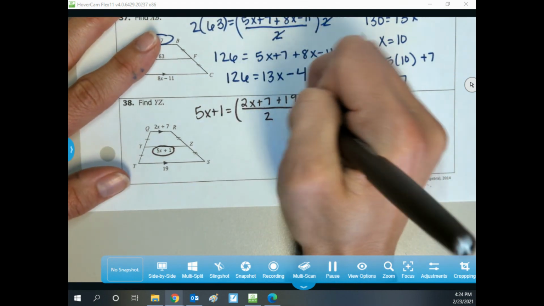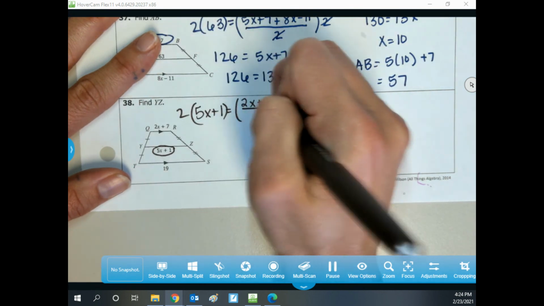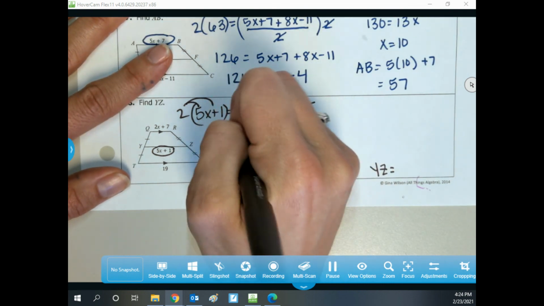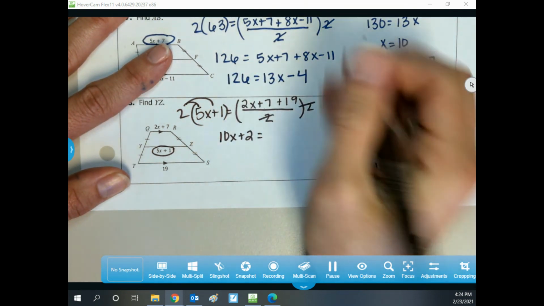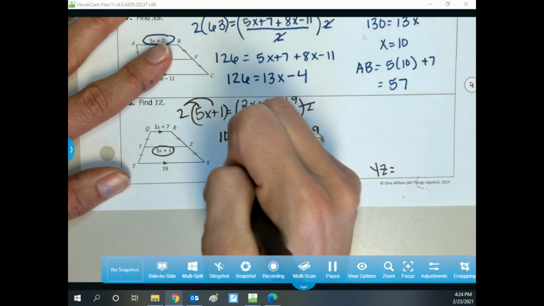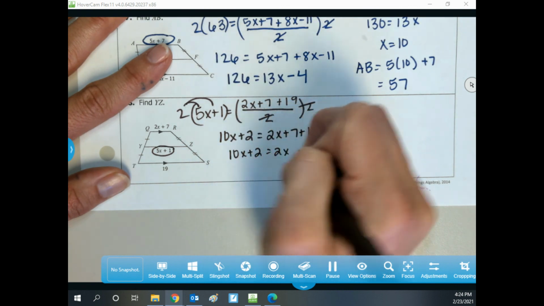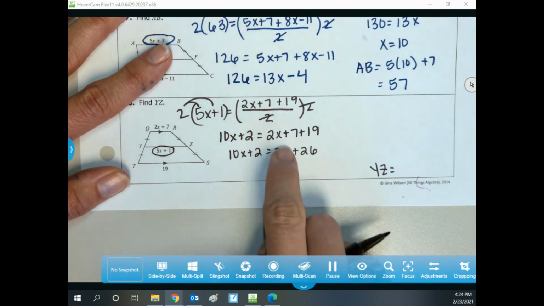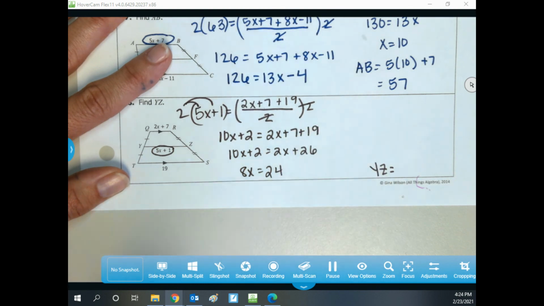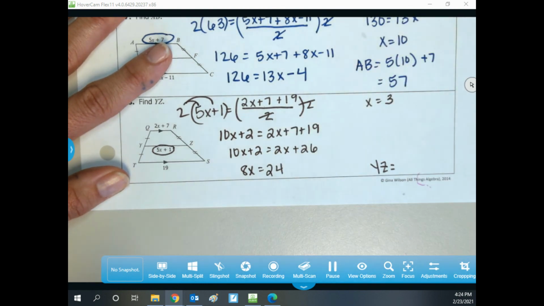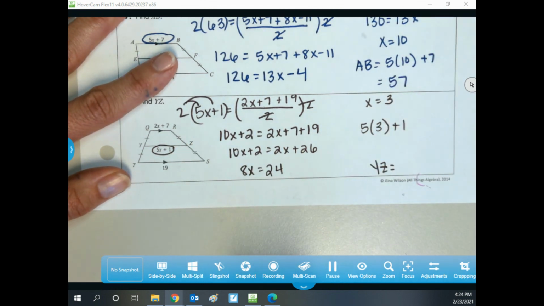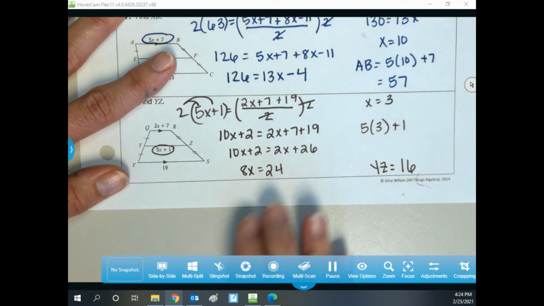So we should have multiplied everything times 2, because those 2's cancel. Distributed my 2 here, and gotten 10x plus 2, and it equals all of this stuff up here. 2x plus 7 plus 19. Combine like terms. 10x plus 2 equals 2x plus 26. Subtract 2x, get 8x. Subtract 2 equals 24. Divide by 8, and x equals 3. Plug it back in. 5 times 3 plus 1, and YZ is equal to 16.